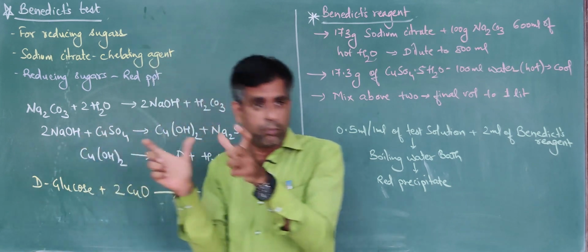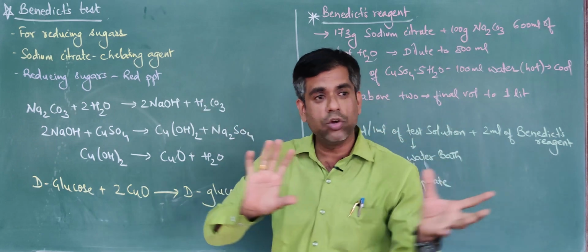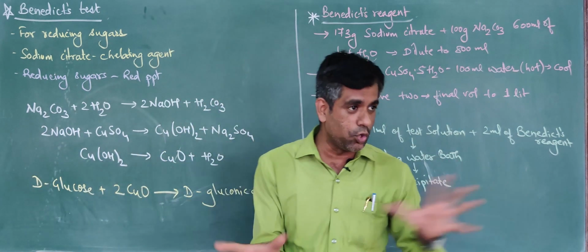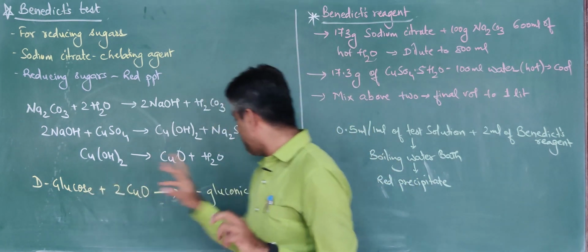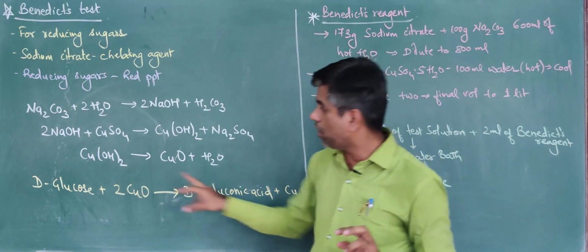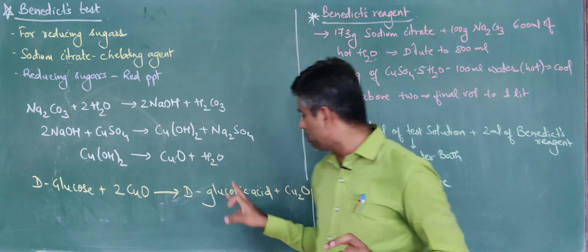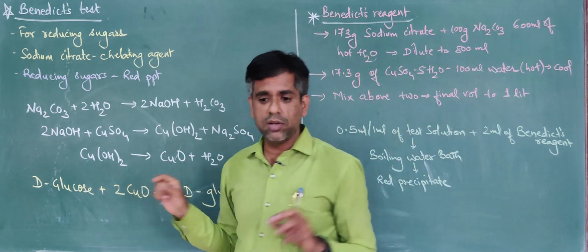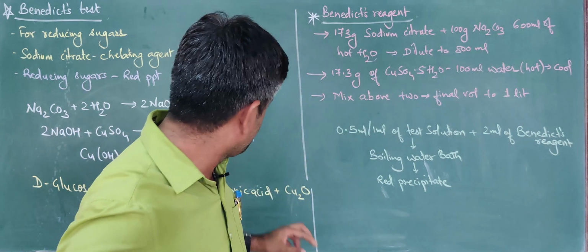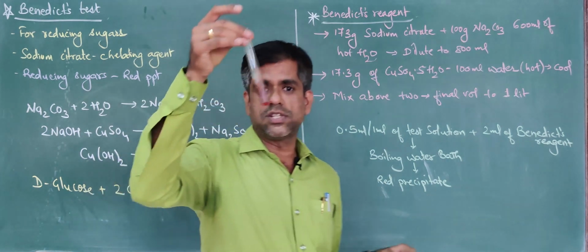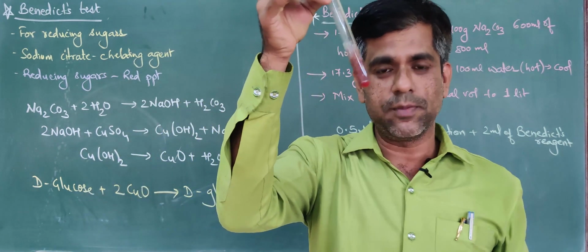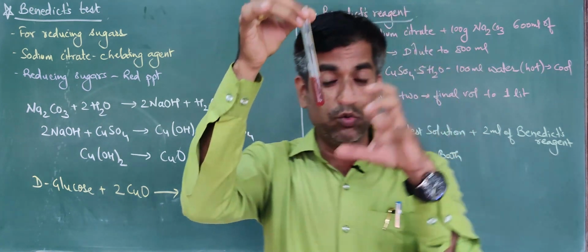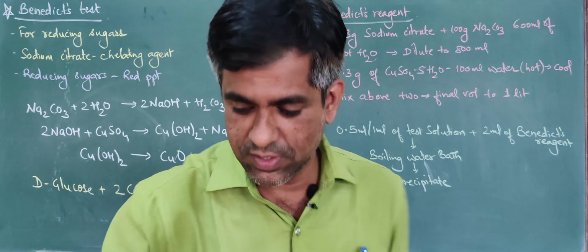So the carbonyl group, it may be an aldehydic or a ketonic group, the CHO or C double bond O kind of group, the carbonyl group which is there, that will be converted to a carboxylic group. So your glucose will be converted to your gluconic acid, and your cupric oxide will be converted to your cuprous oxide, which forms a different colored precipitate. Here you can see, there is formation of this brick red precipitate, indicating that there is a huge amount of reducing sugar present in the given sample.